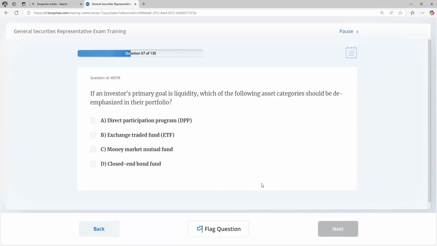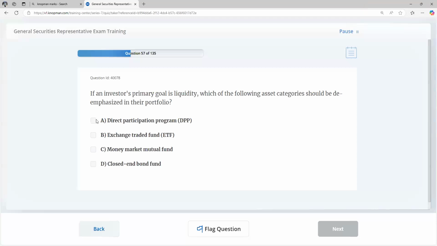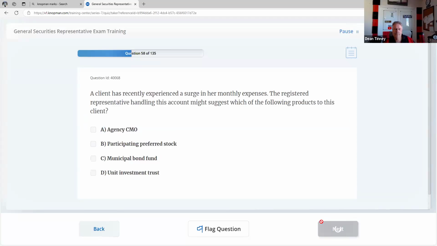An investor's primary goal is liquidity. Which of the following should be de-emphasized in their portfolio? That would be the direct participation program. Absolutely, very illiquid.